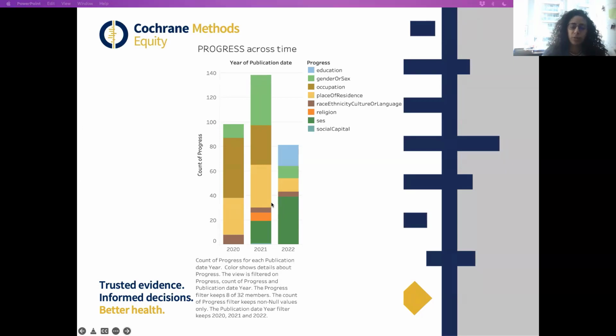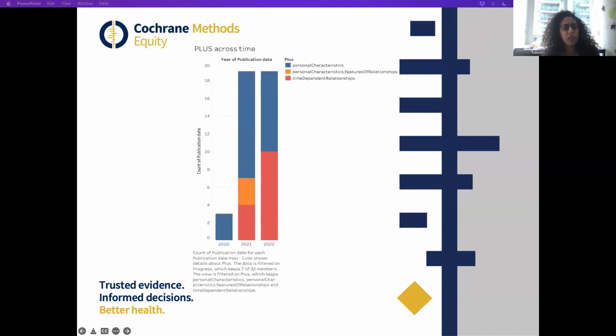But then in 2021, we started seeing more of that. And then in 2022, we have much more. On the contrary, we had more guidelines that looked at gender or sex in 2021 versus in 2022. So these are for the Progress criteria. And then in terms of Plus, similarly, in 2020, the only criteria from Plus that was covered in the guidelines that we have until today on the rec map is the person characteristics. And then you'll see that we have more diversity, more factors are addressed.